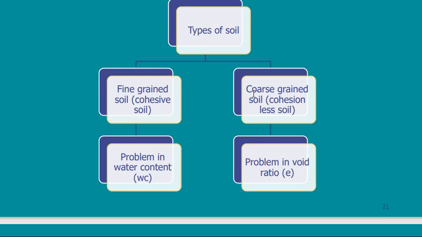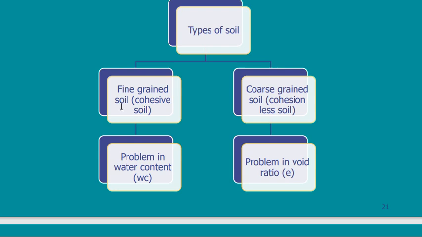Cohesionless means that particles do not stick together. If you have some sand in your hand, you'll find the sand running between your fingers. So it is cohesionless. But if you have a piece of clay in your hand, it will stay in your hand as one piece. So it is cohesive. The particles want to catch each other. So these are the two major groups.